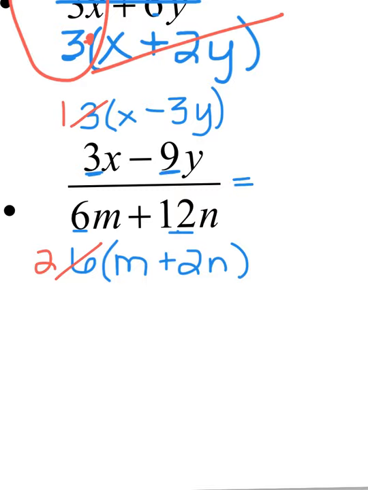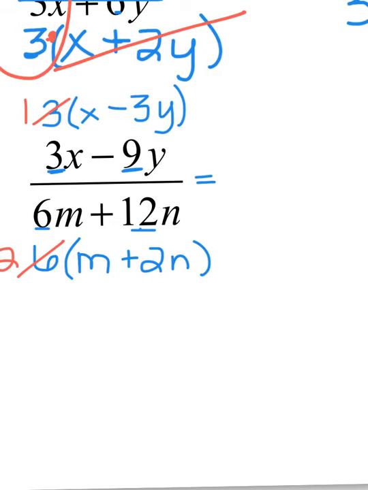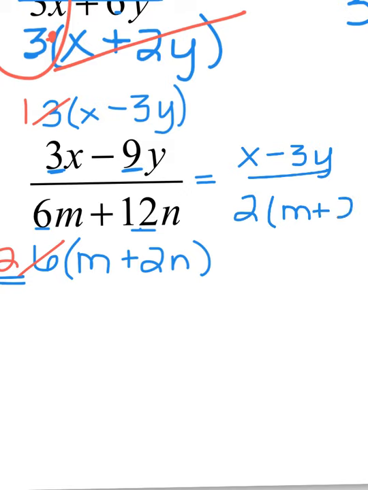Let's see if I can slide this over some. So I will have x minus 3y over, still have this 2 here, so 2 times m plus 2n. And that one doesn't reduce a whole lot, but that's where I would leave it. Okay, hopefully that's sitting well with you. Let's go ahead and flip to the next page and we will carry on.